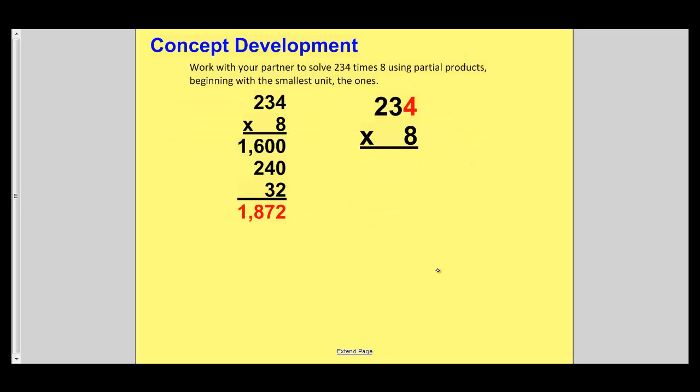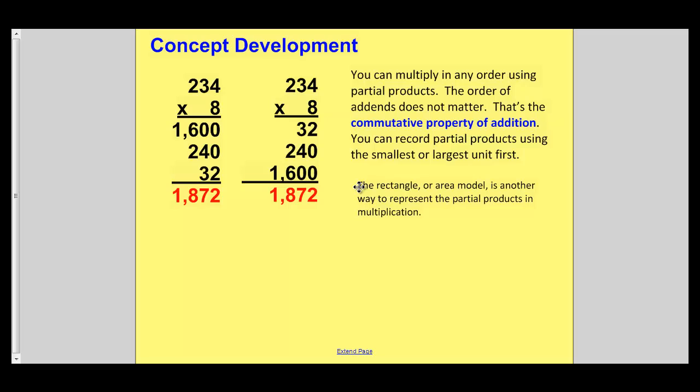In partial products, instead of starting with the hundreds, we always started with the ones. So if I had 4 ones times 8, that would be 32. And then 3 tens times 8, which is 240. And then 2 hundreds times 8, which is 1,600. So notice how these are the exact same numbers, they're just in a different order. Because of the commutative property of addition, it doesn't matter which order I add these in, they're still going to be the same answer. So basically that is the area model.